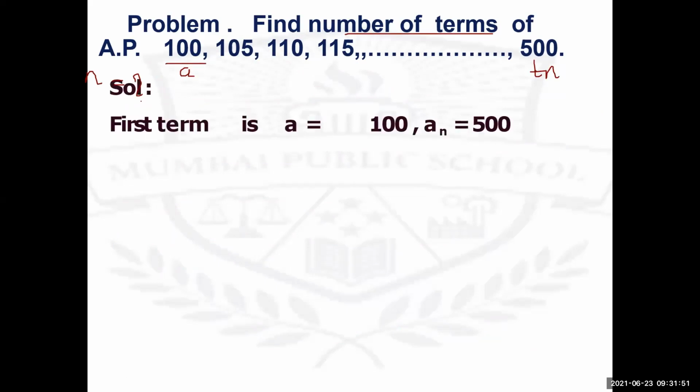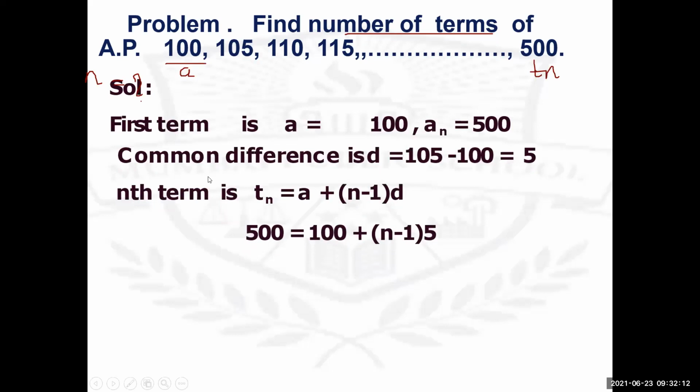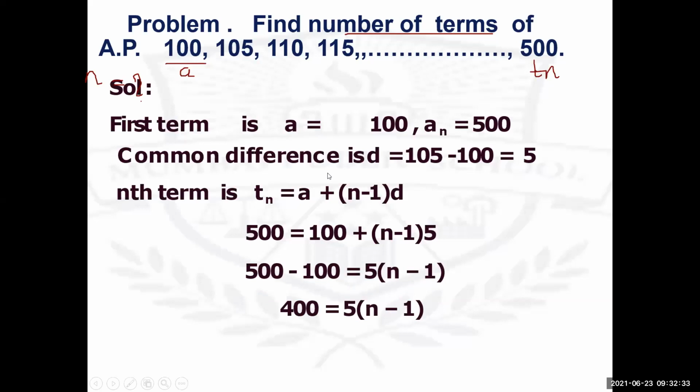So first term is a equals 100, last term Tn equals 500. The common difference is d. You find the common difference, which is 105 minus 100, that is equal to 5. The nth term is Tn equals a plus n minus 1 into d. Now substitute all the values. So 500 equals 100 plus n minus 1 into 5. So 500 minus 100 equals 5 into n minus 1. So 400 equals 5 into n minus 1.